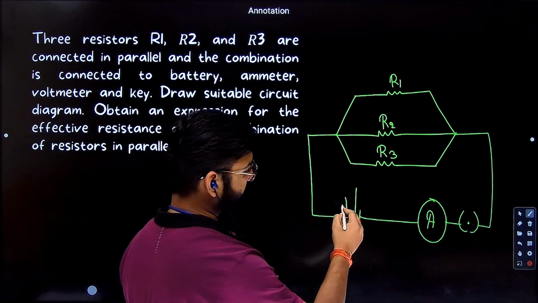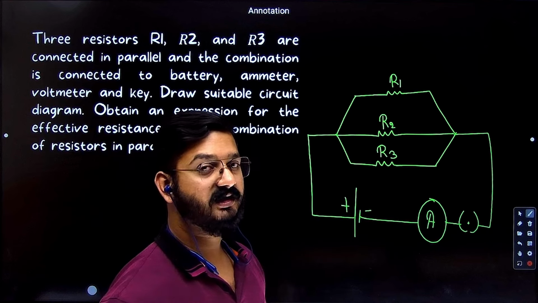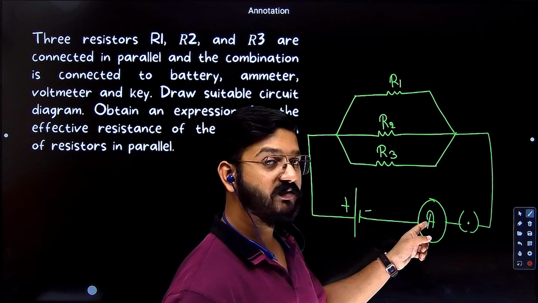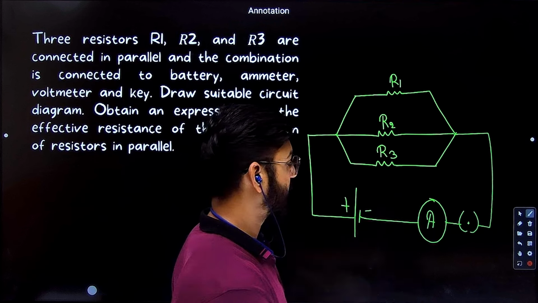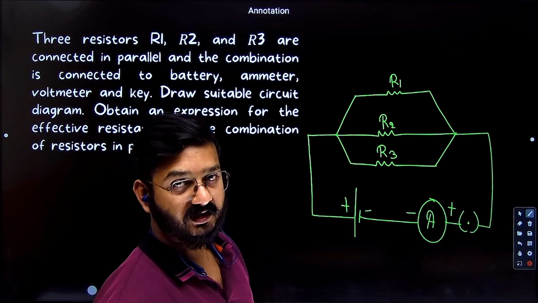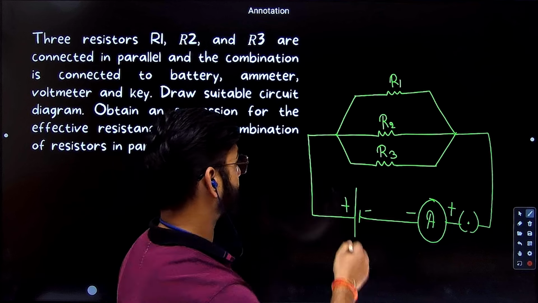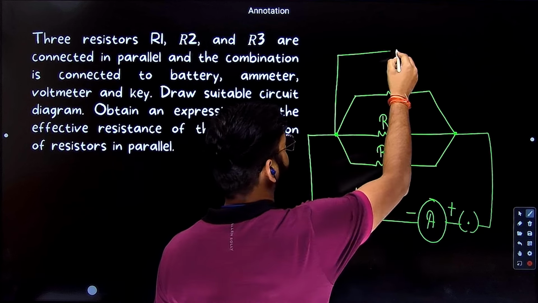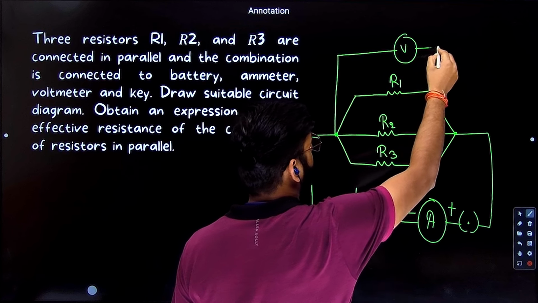So this is the positive terminal, this is negative. Whenever you connect the ammeter, make sure the negative terminal of the cell is connected to the negative terminal of the ammeter. So this will be minus, and automatically this becomes plus. Where will you connect the voltmeter? In parallel with the circuit. So I will connect the voltmeter in parallel with the circuit. So this is our voltmeter.